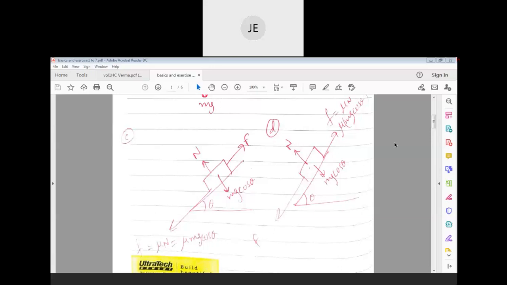And for the body moving downwards, if the net force is downwards, the body slides down. Then the frictional force will be upwards. So in this diagram, mu mg cos theta upwards. Okay. So these are very, very important. You must know this.